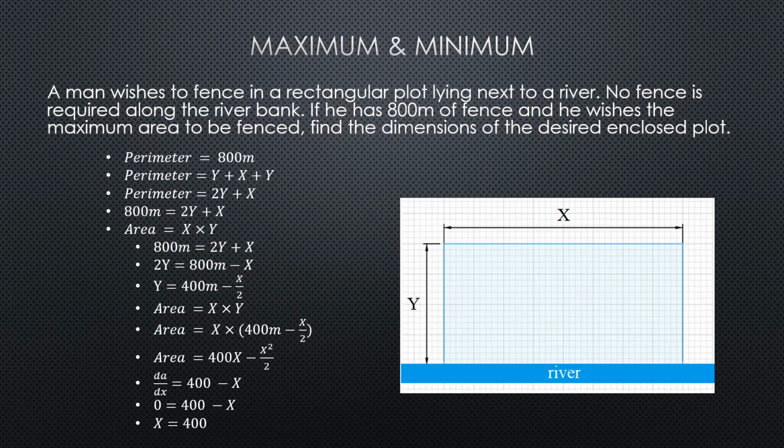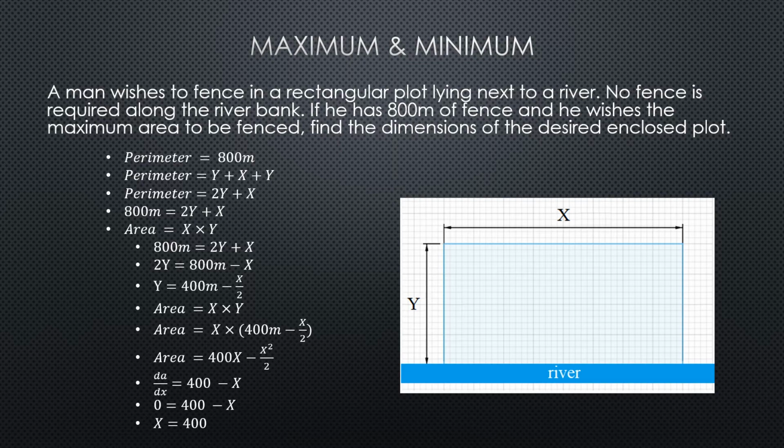So now we're going to do the same exact thing that we did in the previous slide, but we're going to end up solving for an x value. So we know our perimeter and we know that our area is x times y. And so if we try to solve for y in the perimeter formula, we get y equals 400 meters minus x divided by 2. Now we can substitute that y into the area formula and we get x times the quantity 400 meters minus x divided by 2.